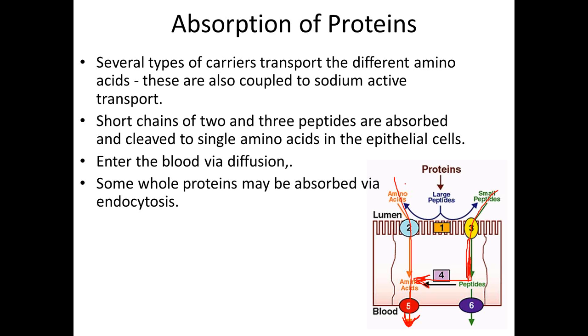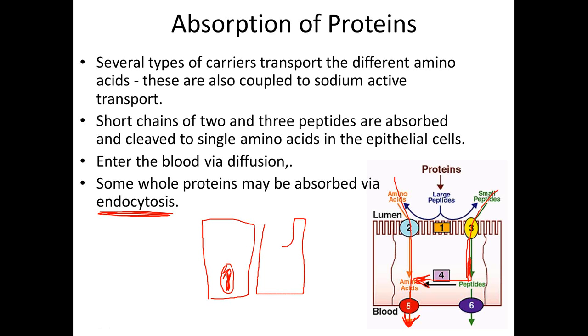We do know, however, that some large protein molecules can get through by a process called endocytosis, where the cell engulfs the protein. So let me draw one of those cells here. There we go. There's a cell with a nucleus. Okay. So cells can change their membrane to engulf the protein. Sorry, forgot my nuclei. 1, 2, 3. So the protein is engulfed by the cell, enters the cell, and then it's broken down inside the cell to its component parts.